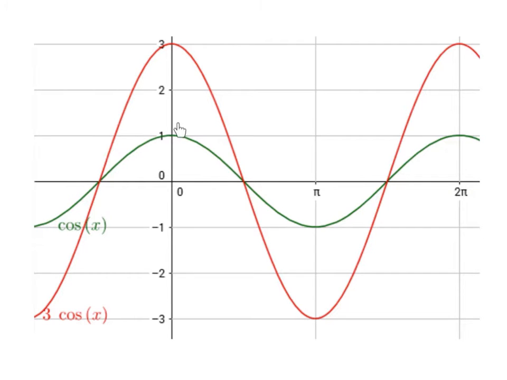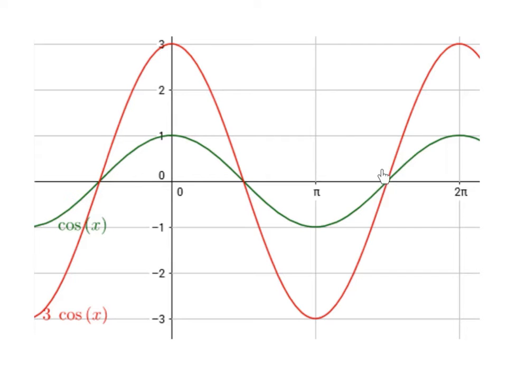So the green line, again, is the general curve of y equals cos of x, and the red line is the curve of y equals 3 cos of x. So it's been stretched up as far as 3 on the y-axis and down as far as minus 3 on the y-axis. Still has the same midway line, which is the x-axis, and it still crosses the x-axis at the same points.